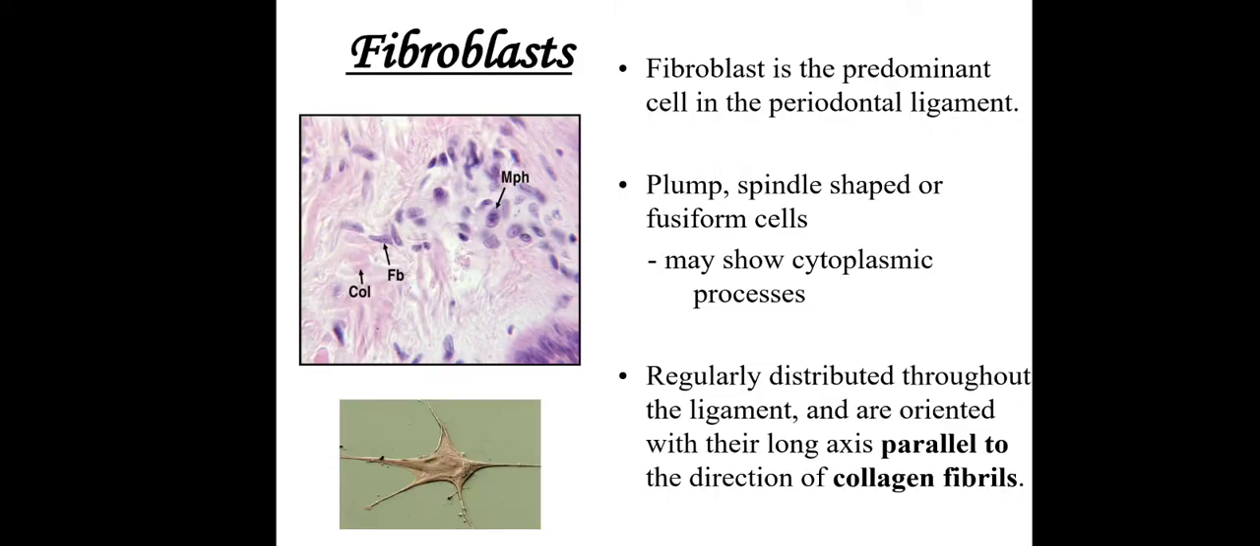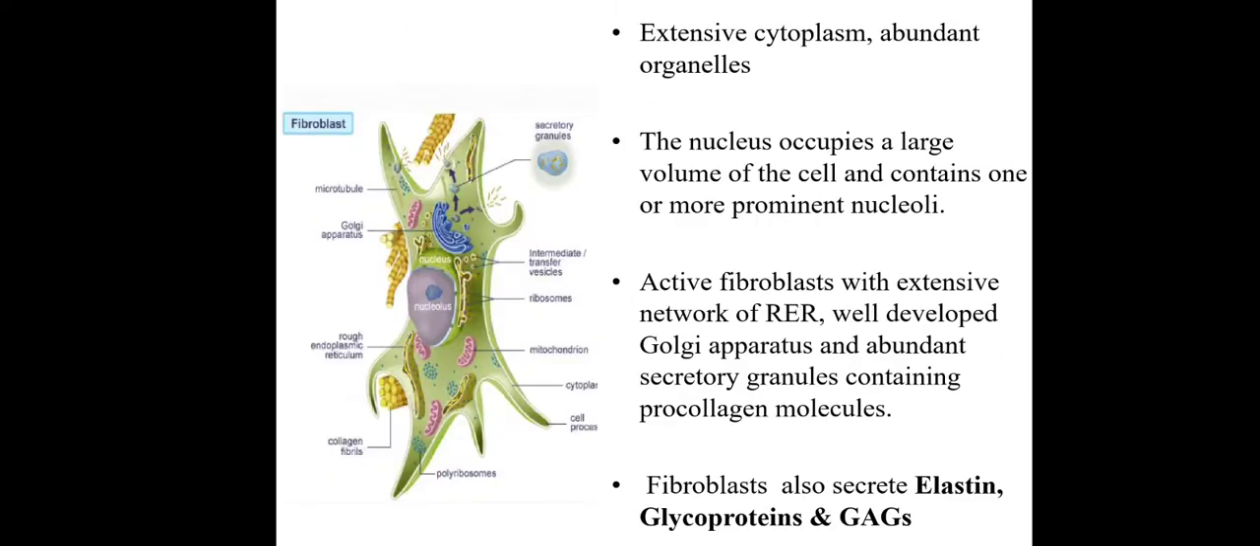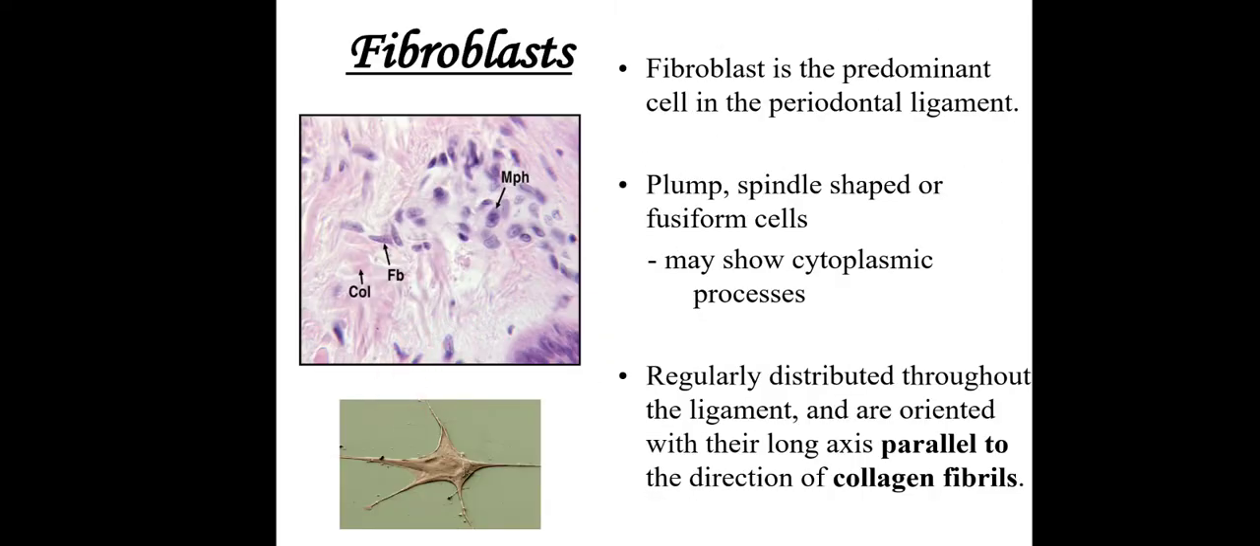The major group of cells present in the periodontal ligament are fibroblasts. As we can imagine, most of the periodontal ligament is made up of collagen fibers, and as a result the most abundant cell in the periodontal ligament is also the fibroblast. Fibroblasts are usually plump, spindle shaped or fusiform cells which may show multiple cytoplasmic processes.